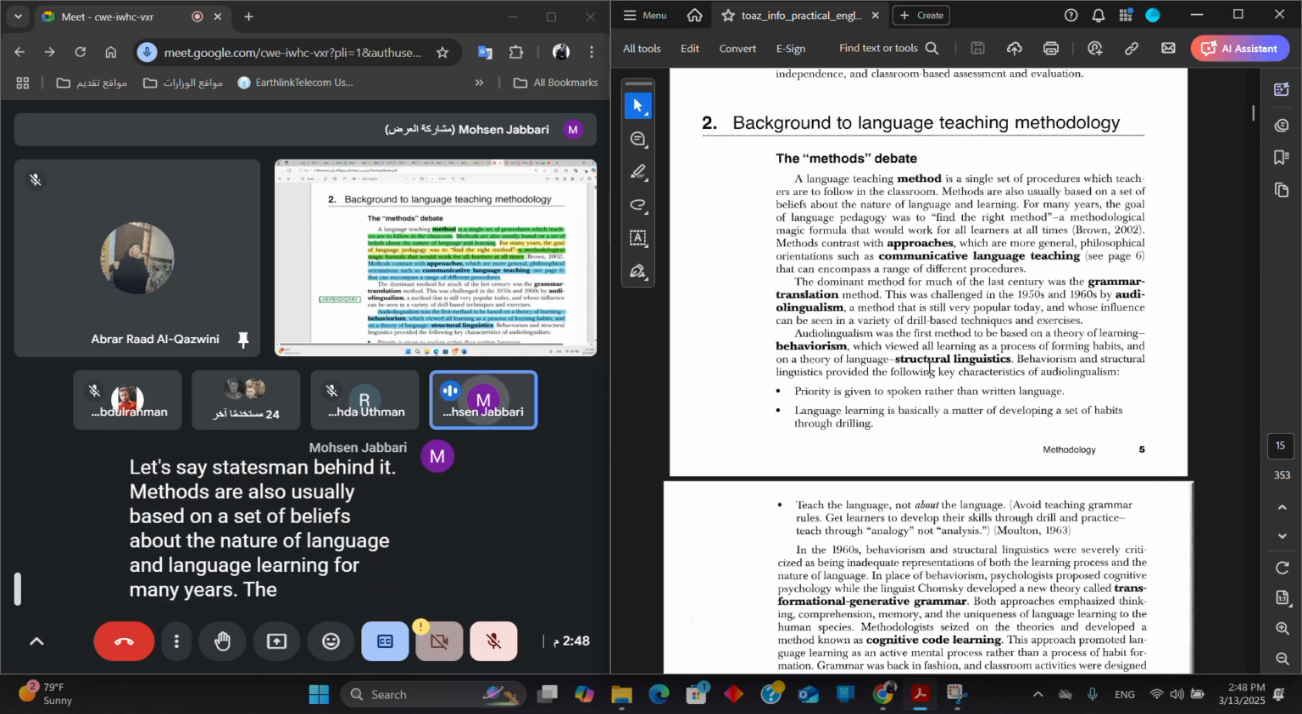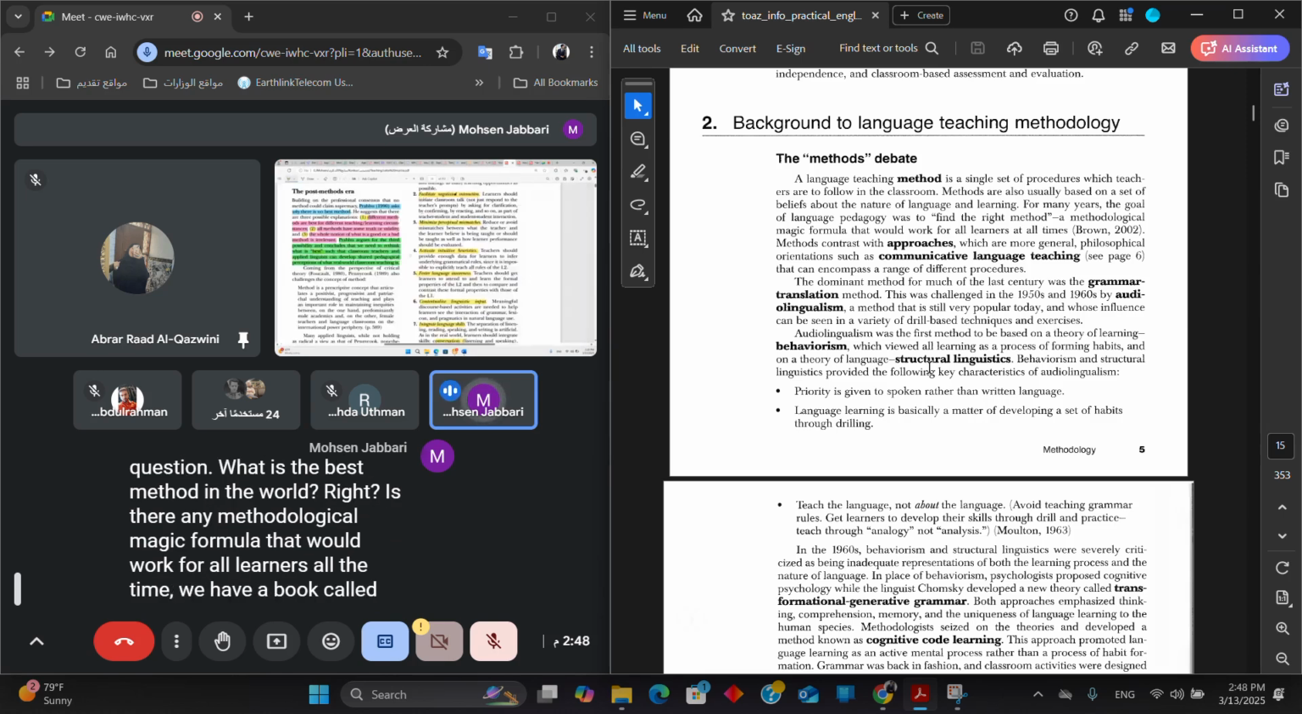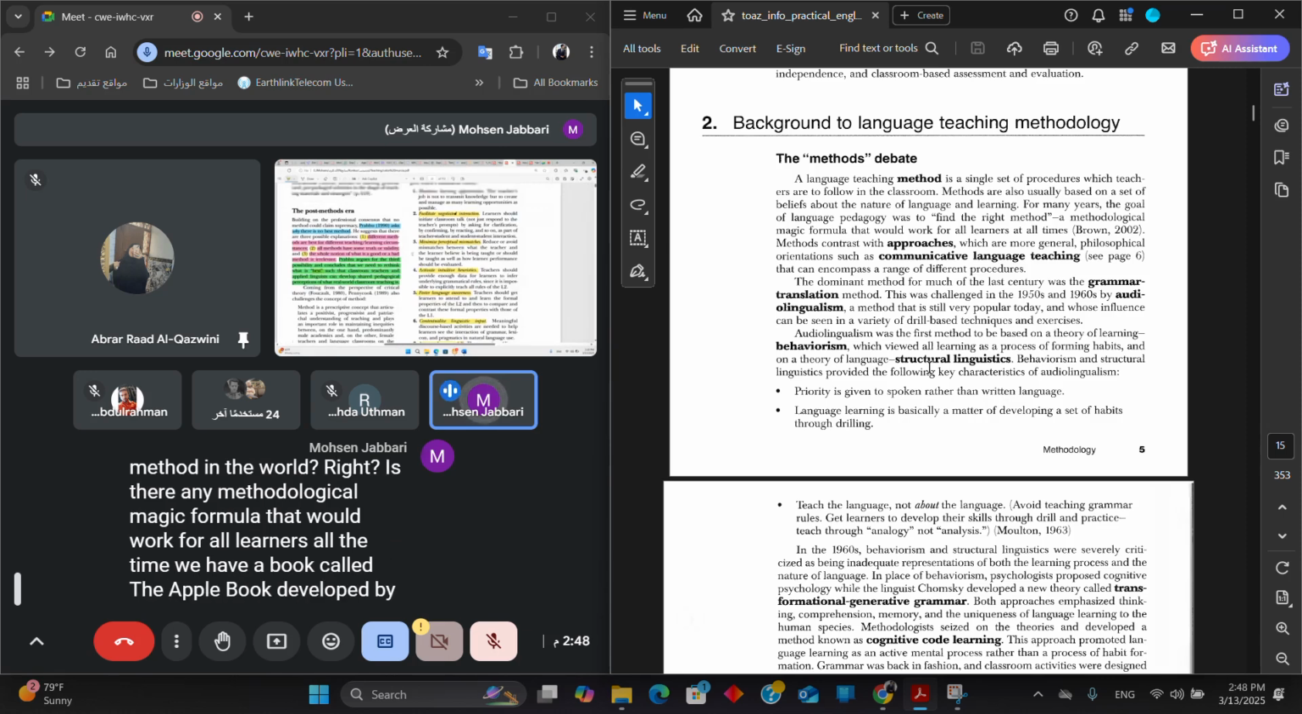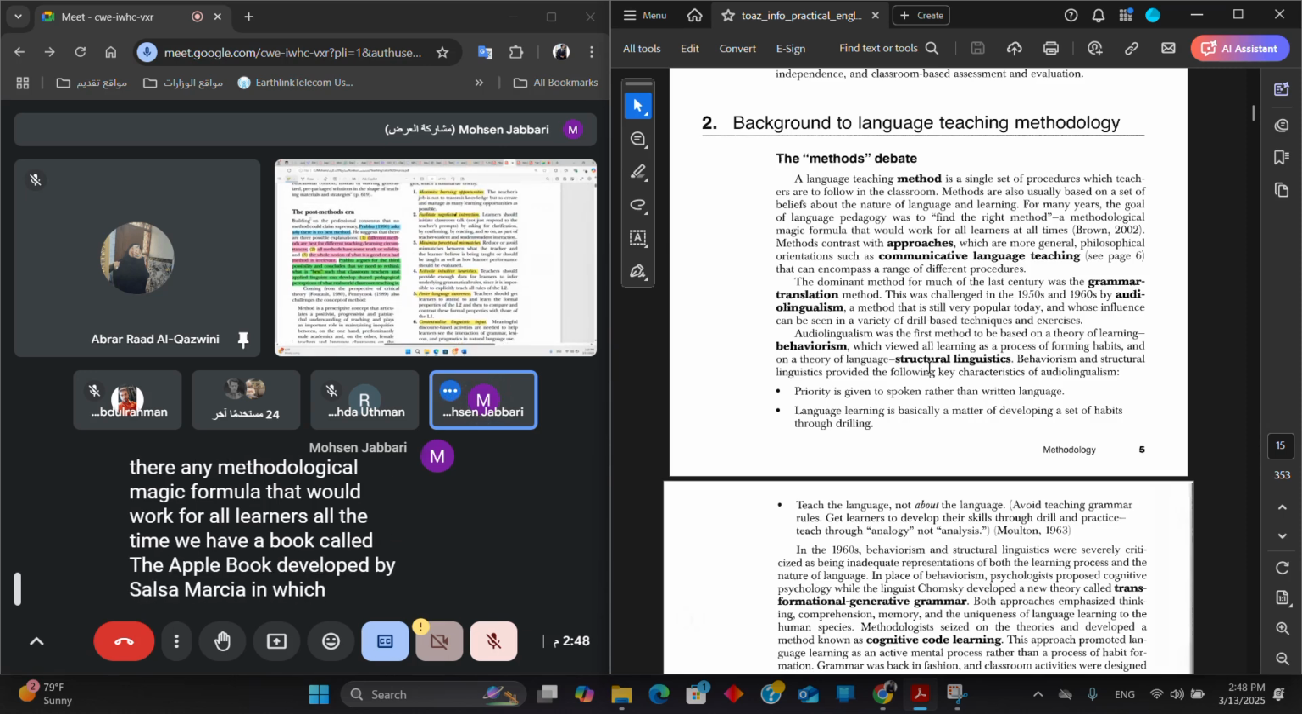For many years, the goal of pedagogy was to find the right method. There exist a couple of scholars who were looking for the answer to this question: what is the best method in the world? Is there any methodological magic formula that would work for all learners all the time? We have a book called the Apple Book, developed by Celce-Murcia, in which we have some statements about the post method era. But what is a post method era?